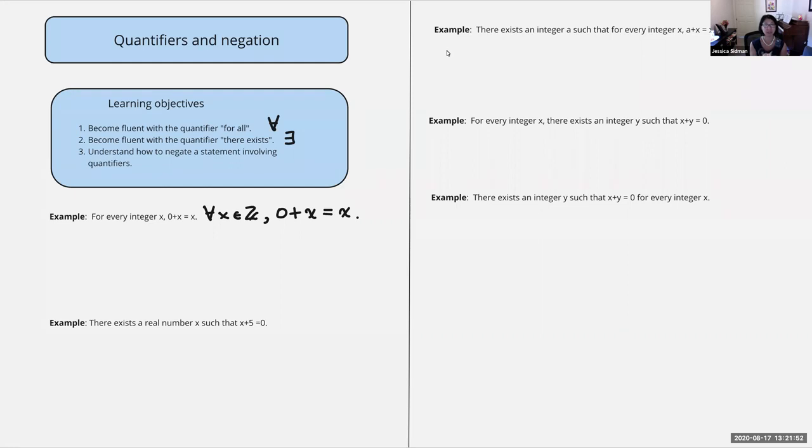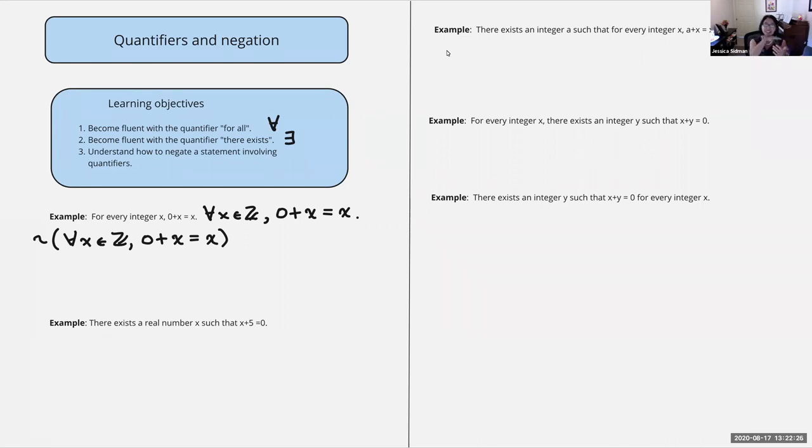Okay, so is this statement true or false? It's true. 0 plus x is equal to x for all integers x. Let's think about what the negation would be. So if we're negating the statement, for every x that's an integer, 0 plus x equals x, there's a cheap way to do it, and we're not going to do the cheap way. The cheap way is to say it's not true that for every x in Z, 0 plus x is x.